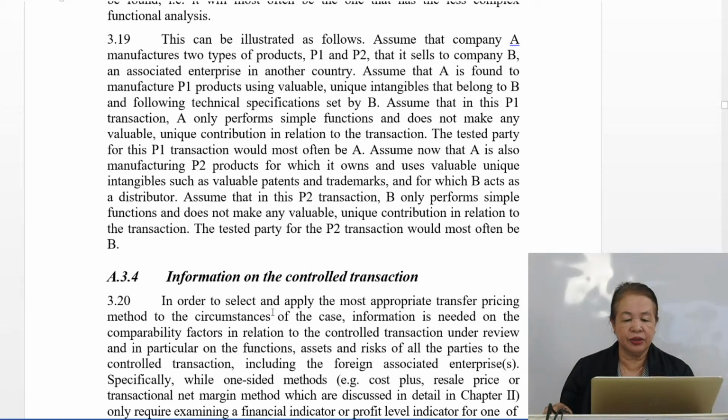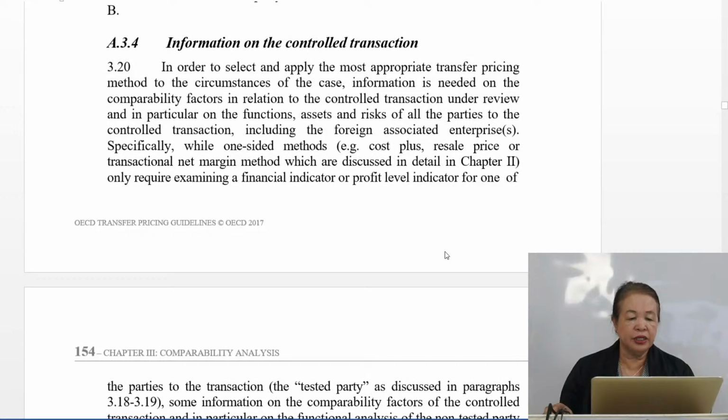Information on the control transaction. In order to select and apply the most appropriate transfer pricing method to the circumstances of the case, information is needed on the comparability factors in relation to the control transaction under review, and in particular on the functions, assets, and risks of all the parties to the control transaction, including the foreign associated enterprise.